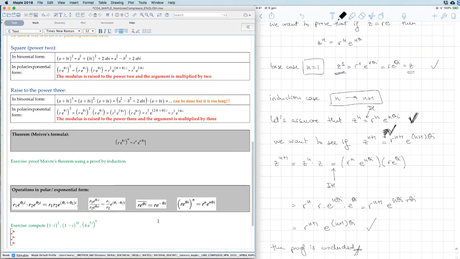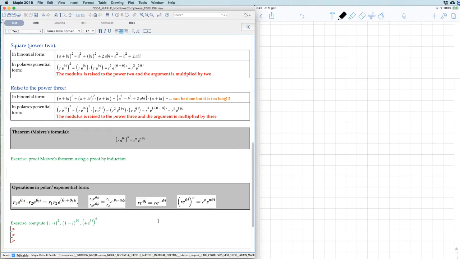So now that we know how to do powers, let's do this exercise. In this case, we take z1 to be 1 minus i, and we want to compute z1 squared. Since it's just a square, we can do it in binomial form. This is going to be the square of the first, minus 2 times the first times the second, plus (minus i) squared. This is 1 squared minus 2i plus i squared. i squared is minus 1, so I get 1 minus 1, so it's minus 2i.